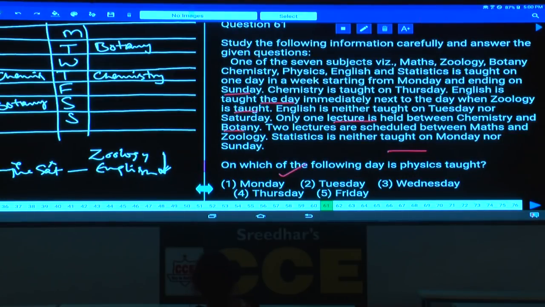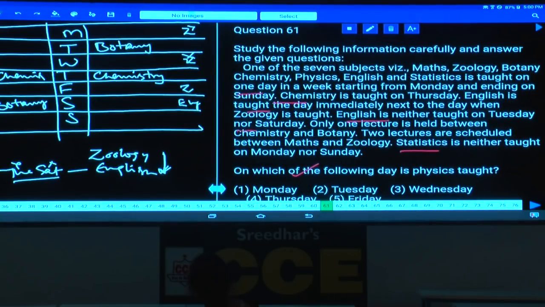Now here. Zoology cannot be at this place. Now tell me whether zoology can be on Friday or not? No. Why? If zoology is here, the zoology must be immediately followed by English. Now English is ruled out on Tuesday and Saturday. Hence, as English cannot be on Saturday, zoology cannot be on Friday. Hence, what is the only possibility left here? Zoology must be on Saturday. If zoology is on Saturday, English must be on Sunday.